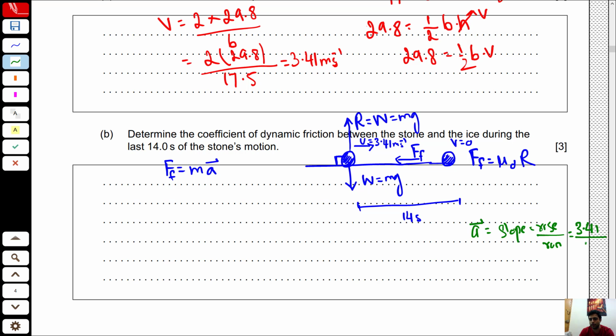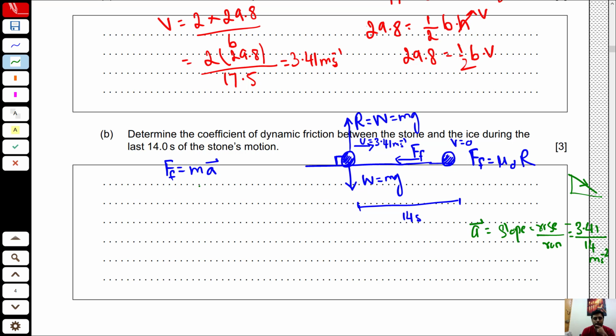3.41 divided by 14. Just leave the answer here, and also put a negative sign because it's deceleration and the slope is also negative. So it's a negative slope. Alright, so this is our deceleration. The units are meters per second squared, if you want to know. So we can put that here, but before that, let's try to create an equation for the coefficient of dynamic friction.